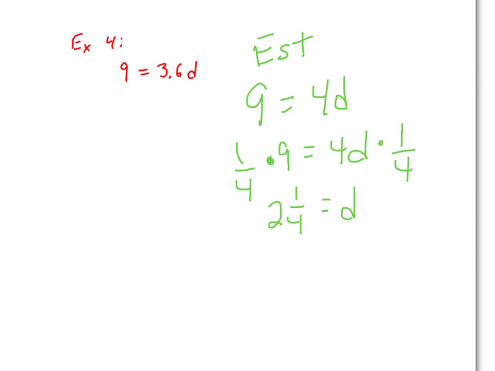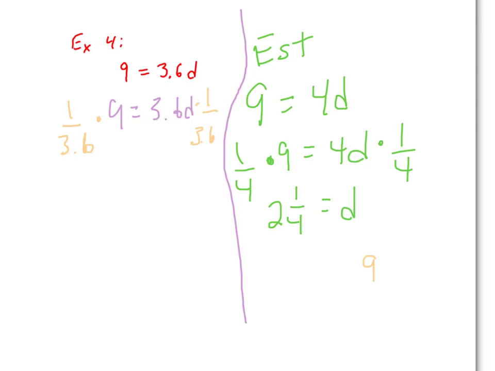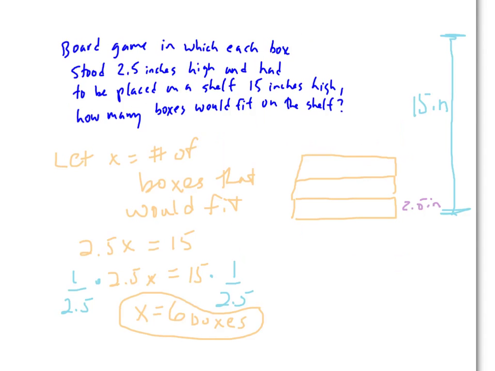So I've got 9 equals 3.6d. I'm going to want to multiply by the reciprocal of that, so I'll multiply by 1 over 3.6. So that's going to mean I'm dividing 3.6 into 9. I can do that over here. So 9, it's going to end up being 90 divided.